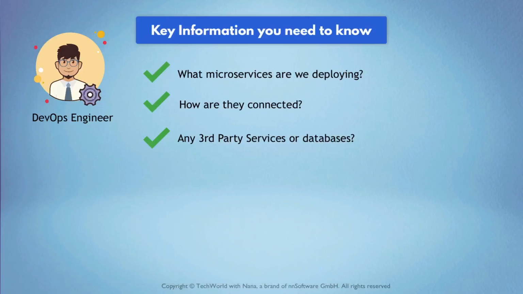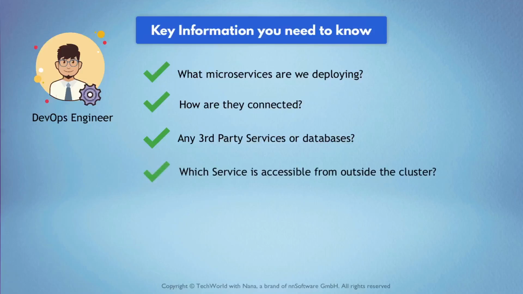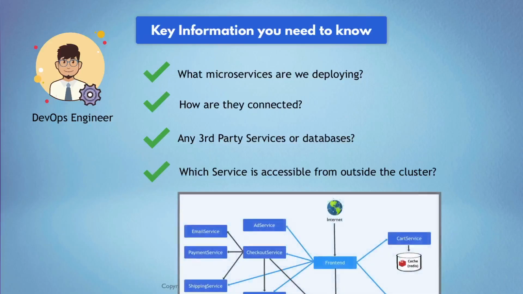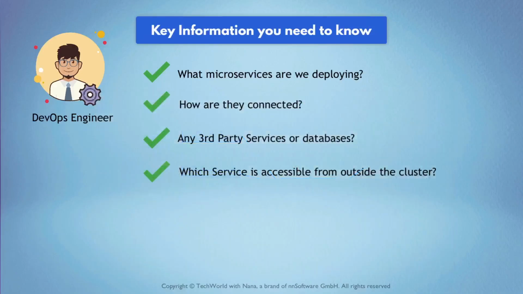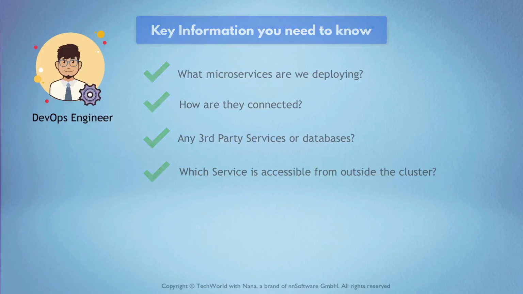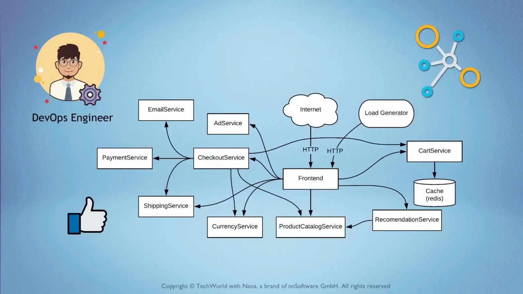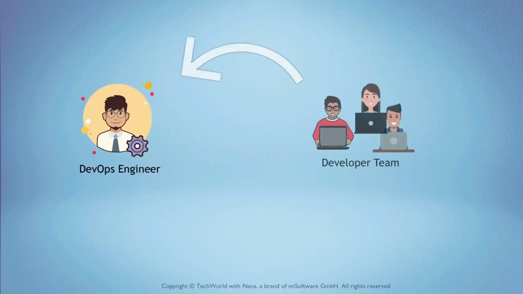Another important information would be which one of those microservices is accessible externally. So basically, which one is the entry point service getting all the requests from the browser first. So this is going to be the front-end service. And using all this information about how the microservices talk to each other, what other services they depend on, and which is the entry point microservice, we can actually create this connection graph and visualize all this stuff. And as a DevOps engineer, you will get this information from the developers because obviously developers know how their microservices work and communicate with each other.